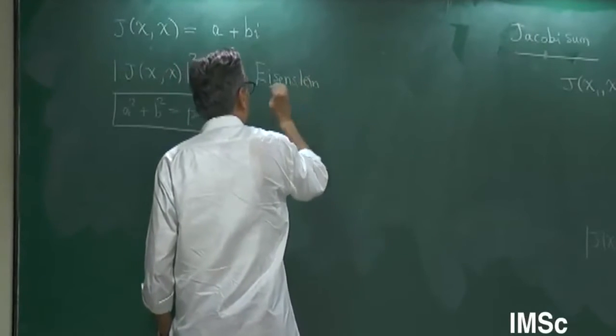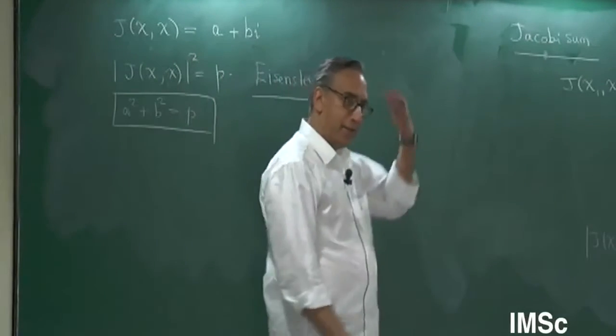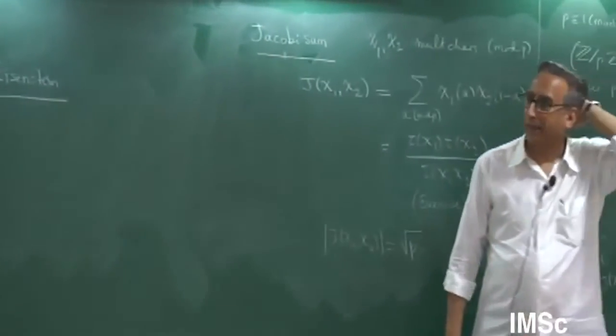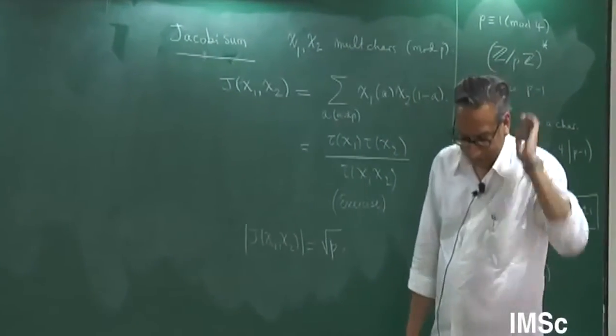Poor guy died at the age of 24, I think. It's one of these tragedies. Norwegian genius, of course, and died very, very young.